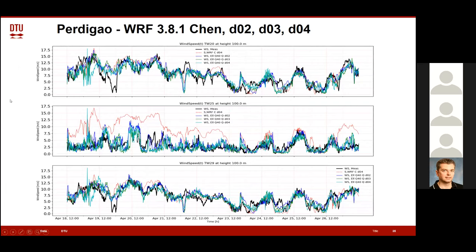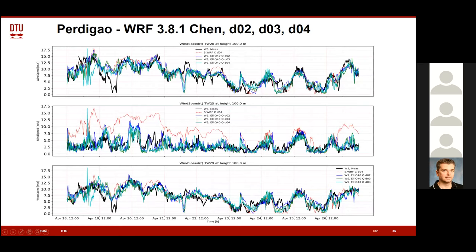And one of the first things I notice here is that WRF is actually doing quite okay at 1 kilometer on masts 20 and 29, which are on the top of the two ridges, but in a sense fails pretty much because it can't really see what's happening in the valley. And that's something our microscale model is supposed to fix and do in this particular case.